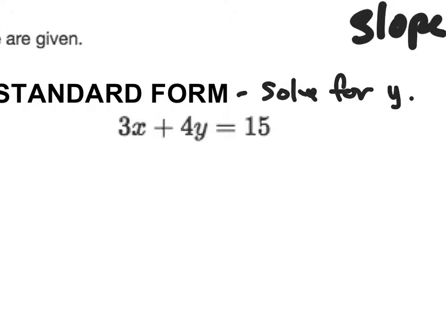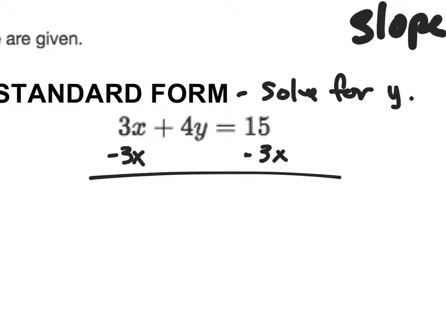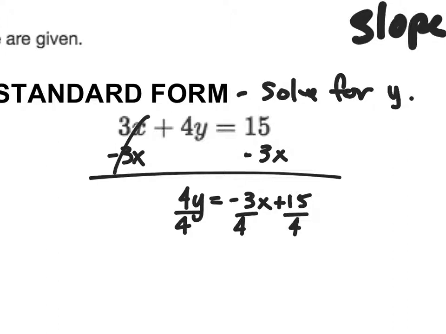And so what I'm going to do, same thing, I'm going to solve this equation for y. I'm going to subtract 3x from both sides. 3x's cancel out. I'm going to get 4y is equal to negative 3x and then plus 15. If I divide that by 4, divide by 4, and divide by 4, I get that y is equal to negative 3/4 x plus 15/4.